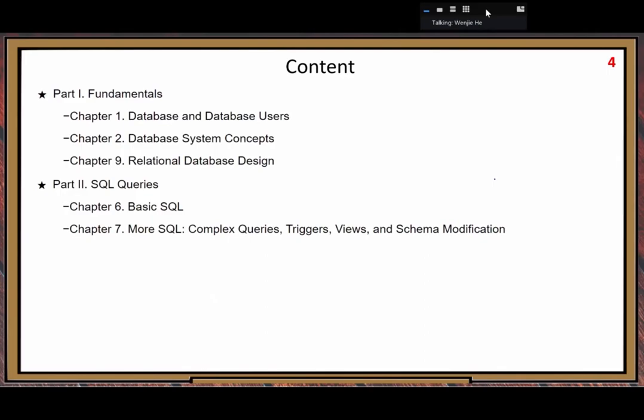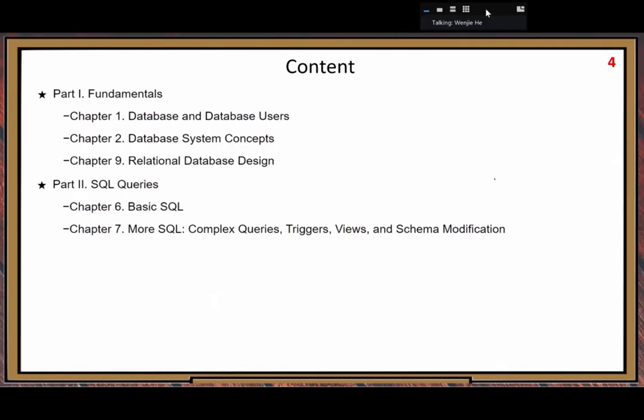So then, chapter 7, complex queries. That part we leave until after the midterm, because at that time we have a lot of knowledge. So we just work on the advanced part, a lot of very tricky things, to expand our knowledge base.